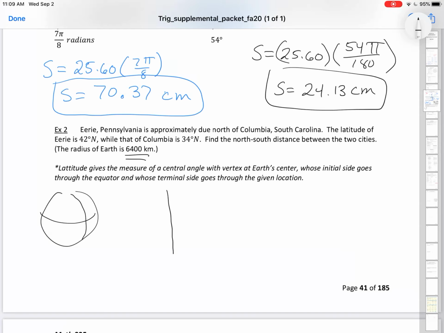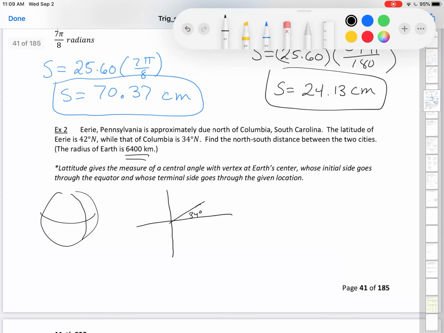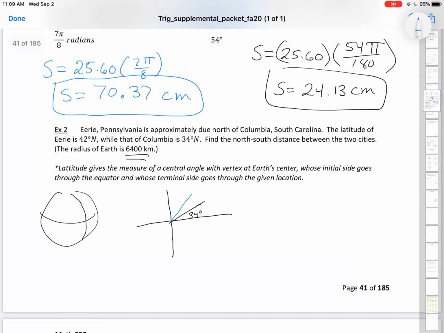So what do we know? We know that one of the cities is 34 degrees north, right? So there's 34 degrees north of a center line. And the other one, let me do that in a different color, is 42 degrees. Now make sure you see where the 42 is. The 42 is from the horizontal line up to here. Well, what do we care about?